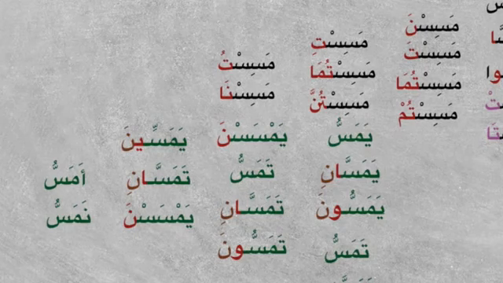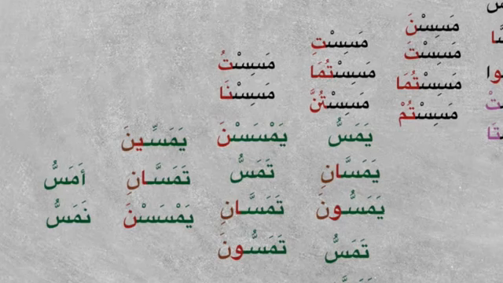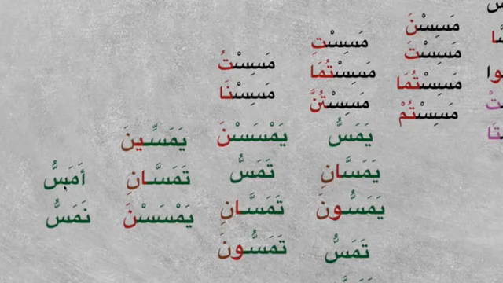So when the mutaharrik pronoun nunu niswa comes, then the lam kalima gets a sukun. So it will be yamsasna. Tamassu, tamassani, tamassuna, yamassina, tamassani. Sorry, it is not tamassina, anti, tamassina, tamassani, antunna. Again here, there's a typo error from my side. Tamsasna. Ana amassu, nahnu namassu means we touch.